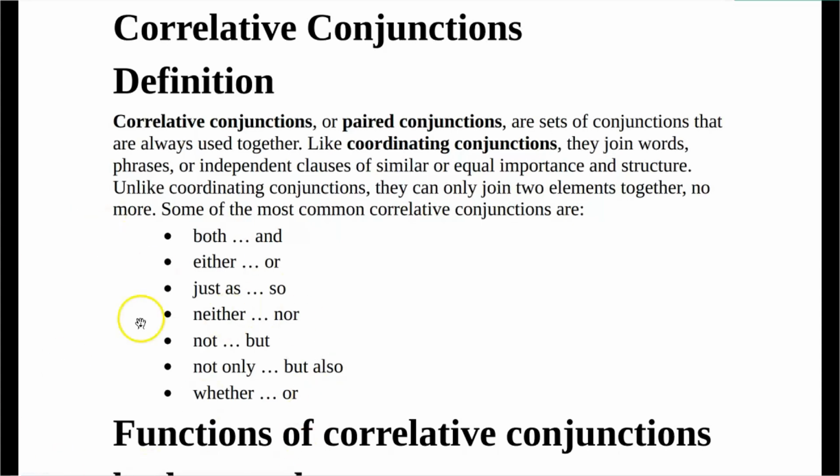So these are the common correlative conjunctions we'll be talking about, and some other ones in the later part of this video. Both and, either or, just as so, neither nor, not but, not only but also, whether or. Let's move on.